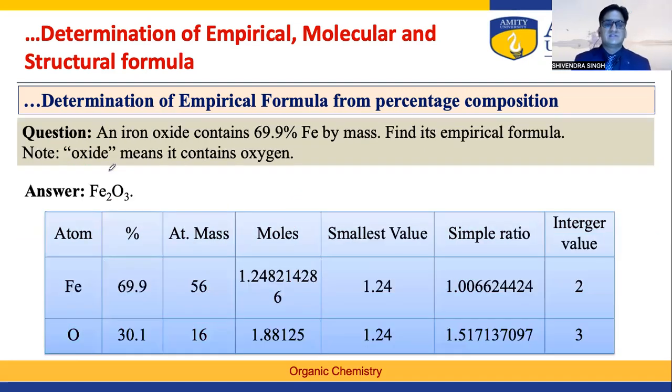So, a similar question. We have another question where iron is 69.9 grams by mass, and what could be the empirical formula? Then we know this is iron oxide, so iron and oxygen are present here. We know the atomic mass of iron and oxygen. We can find the smallest number, divide by it, and find the integer values. So it is Fe2O3.